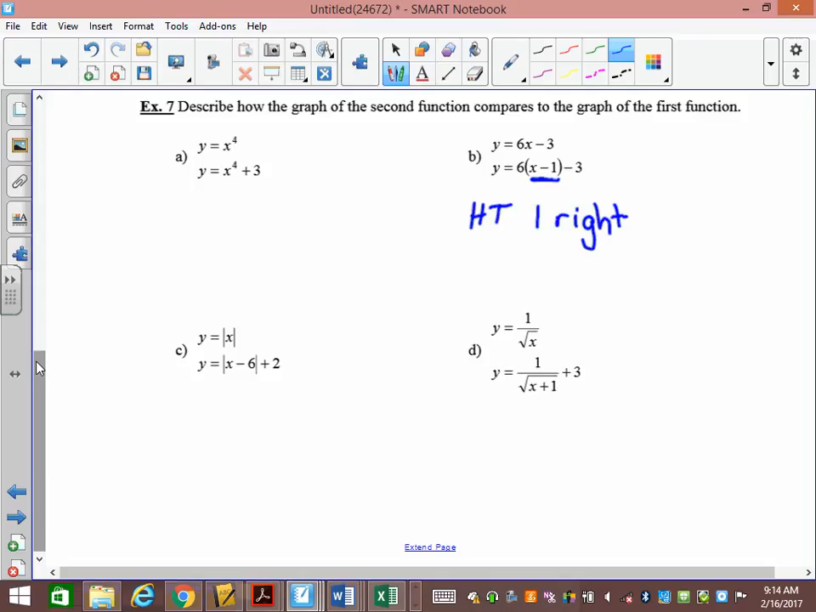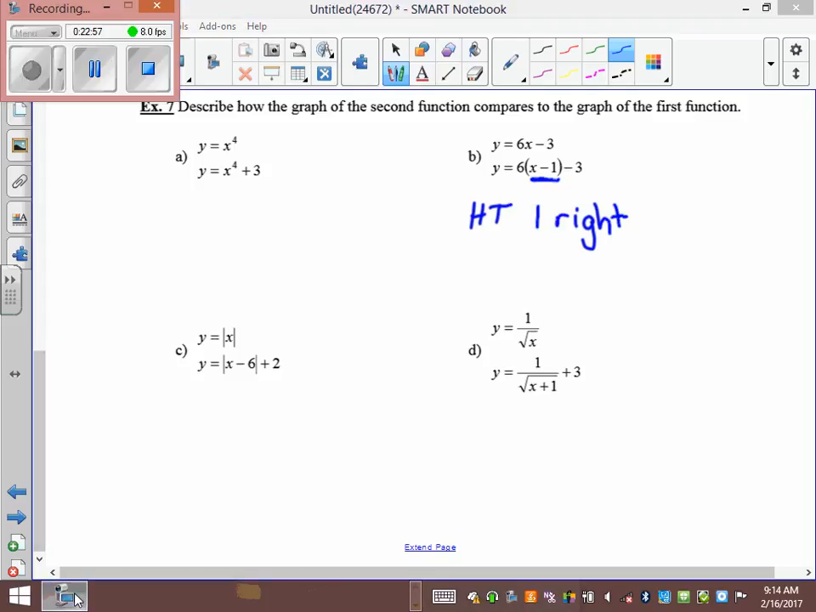Don't be fooled by the other transformations. They were there before. It didn't happen since. So you do A, C, D. The only thing that changed between this equation and this equation was the +3 at the back. So it's a vertical translation 3 up.